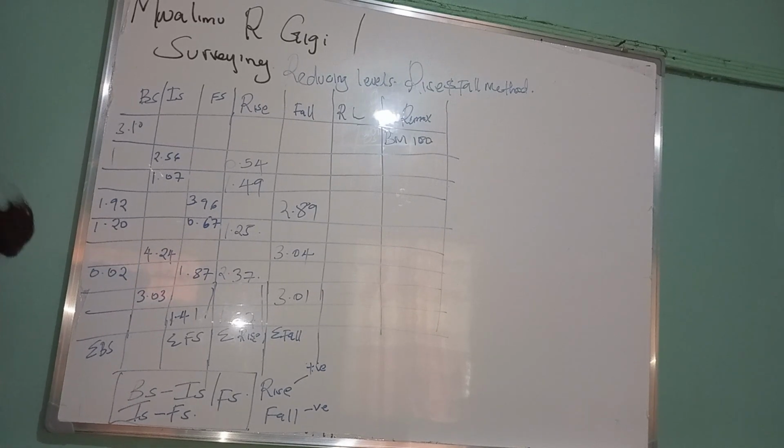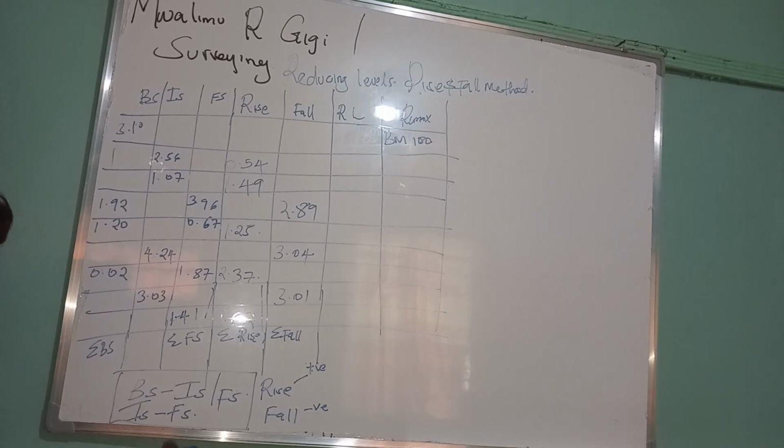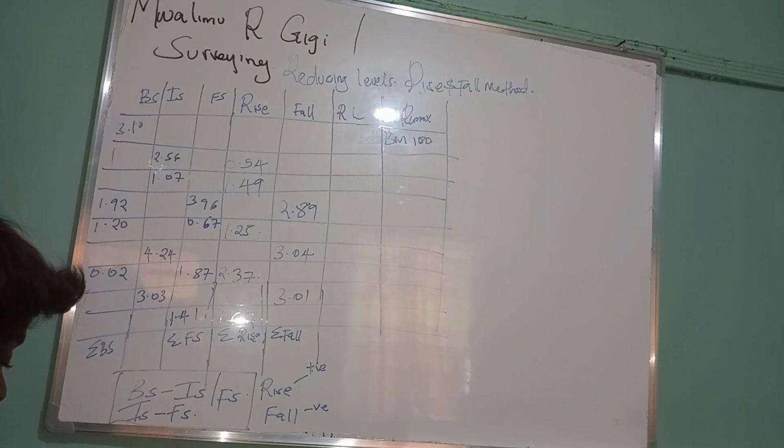So after we do that, we have to get the summation of rise. So 0.54 plus 1.49 plus 1.25 plus 2.37 plus 1.62. So it is 7.27.